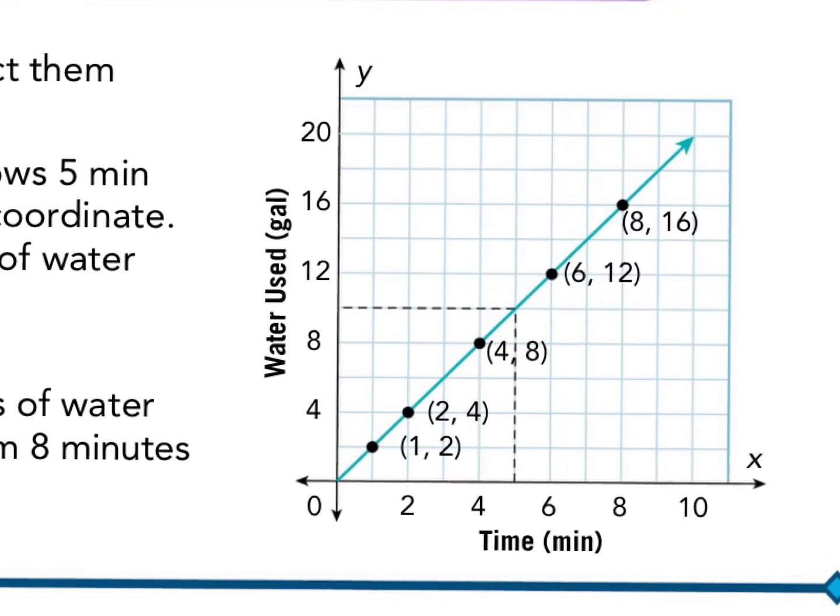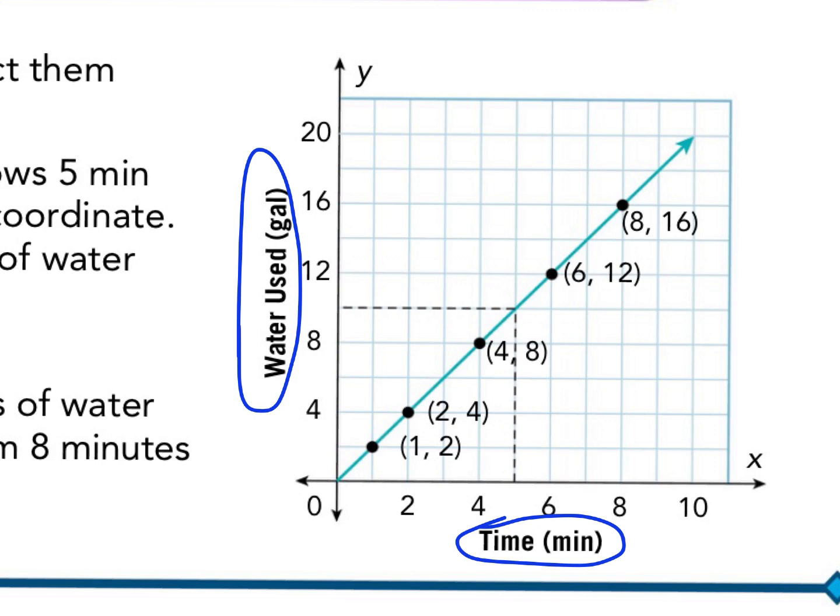Also notice they labeled this: water used in gallons, time in minutes. And then what they did is, we're trying to find how much water was used for 5 minutes. So for 5 minutes they went right between the 4 and the 6 until they hit the line and then go straight across. That's right between 8 and 12, so that would be 10 gallons. Okay, which is what we found in our table when we did it a different way there.